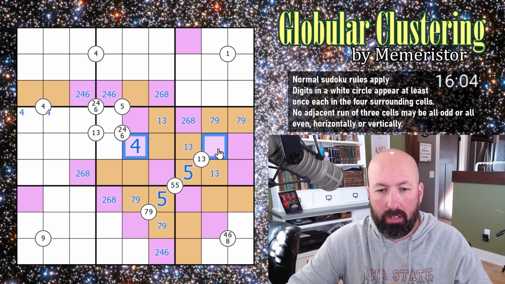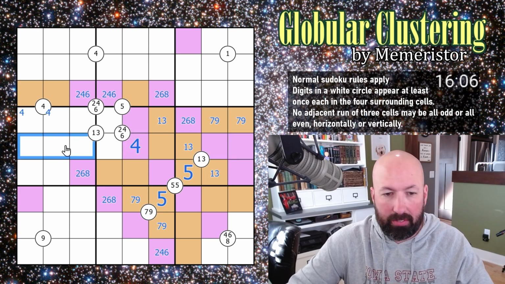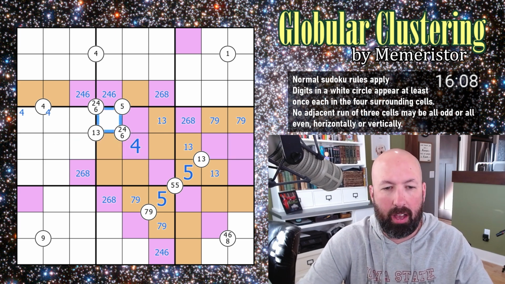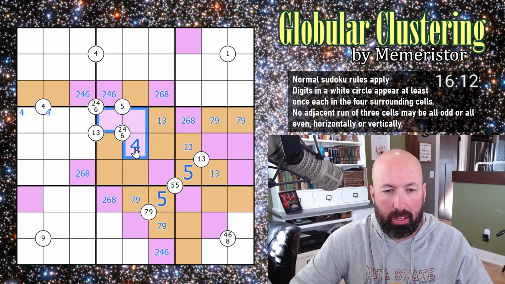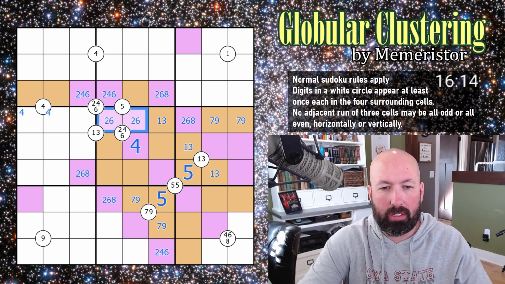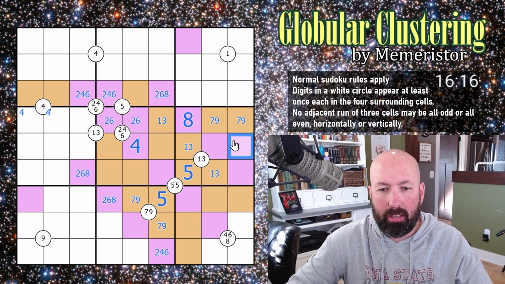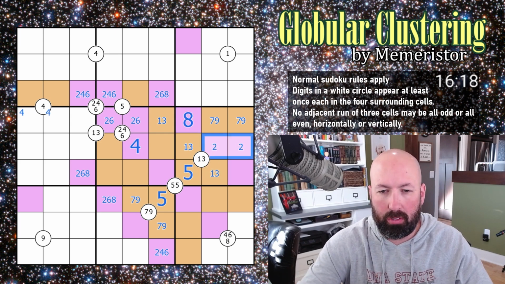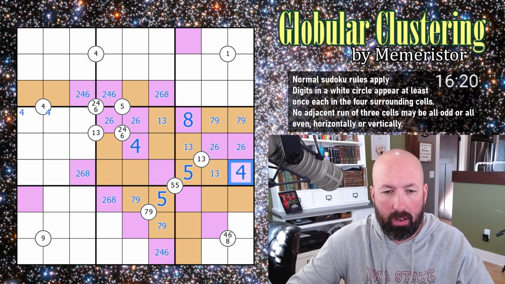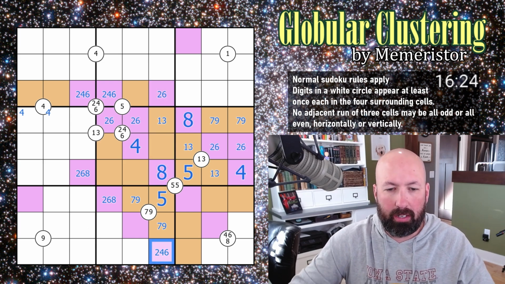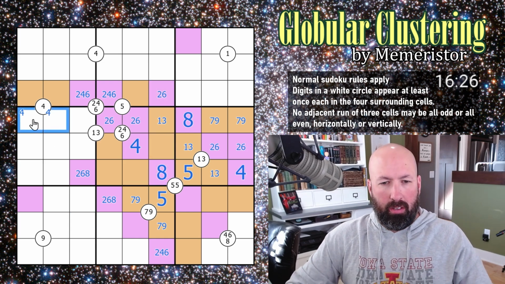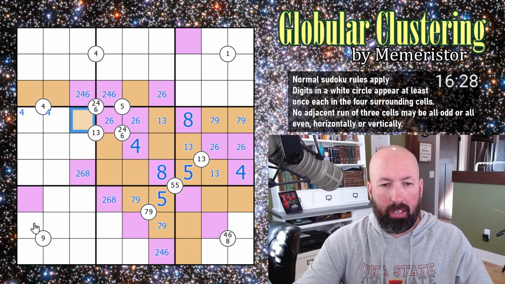Even. So we've got 1, 2, 3. We have to have an even in this set of 3. This one has to be odd, which makes this the final even on this quad. So those are 2 and 6, giving us 8 there. These are 2 and 6. This is a 4. Very nice. This is an 8. Therefore, that's not an 8.